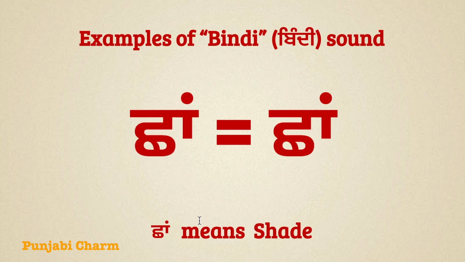The next word is cha. Cha means shade. And to read this word, we can say Chache nu kanna cha, utte bindi, cha. You can repeat after me. Cha. Let's move to the next word.